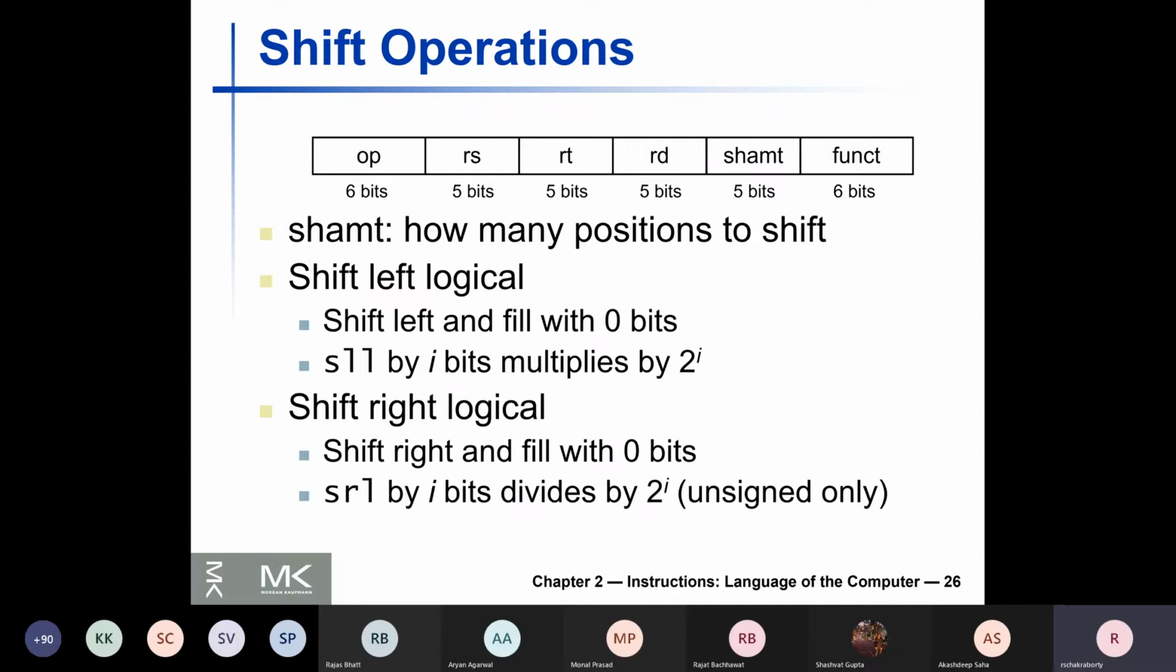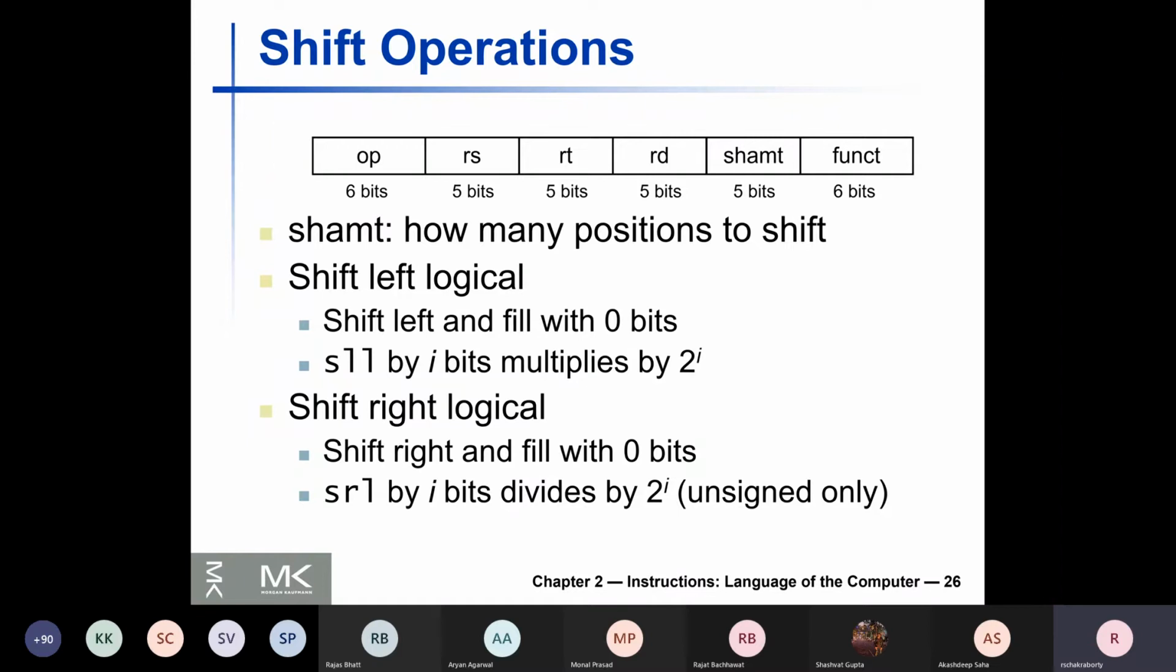The shift left logical performs left shifting by the shift amount and fills in all the positions on the right that are created by left shifting. All the vacant positions are filled by zeros. So this is multiplication by 2 to the power I, I think both for positive numbers as well as negative numbers. For the shift right logical, it shifts right and it fills up with zeros.